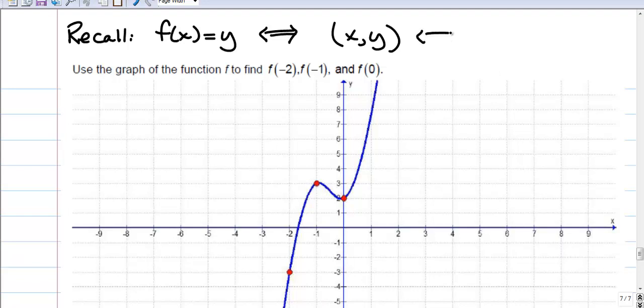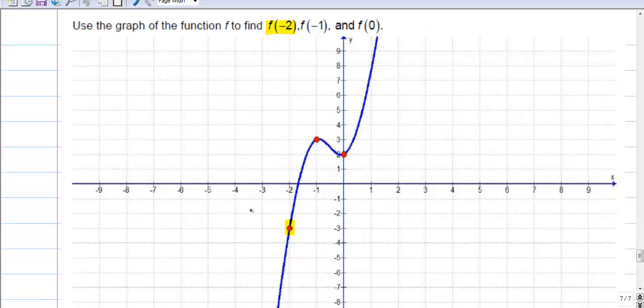So another thing I think that's important to note here is that I could have also written this as x comma f of x. So again, it's all just like an idea of notation and substitution. So if I'm looking to find f of negative 2, well, f of negative 2, I'm going to go to where x is negative 2, and I'm going to look for its y value.